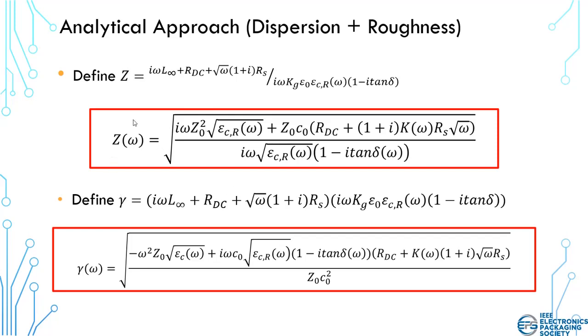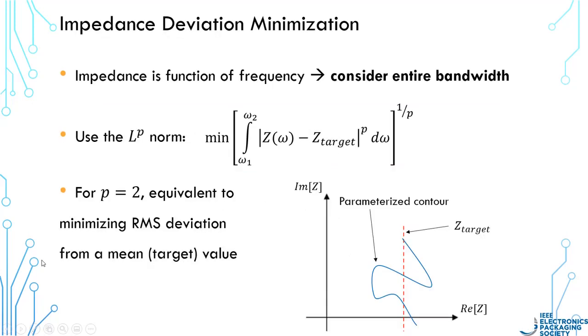And we can do the same here with the propagation constant. So again, instead of dividing these two terms, we just multiply them, take the square root, and now we have our propagation constant. So here we want to look at impedance deviation minimization.